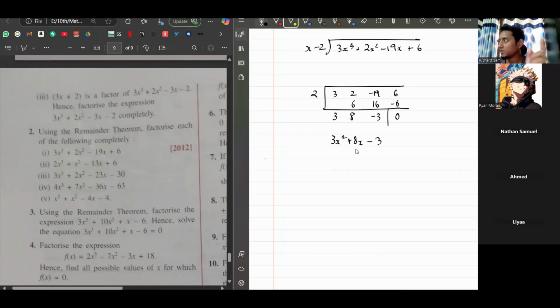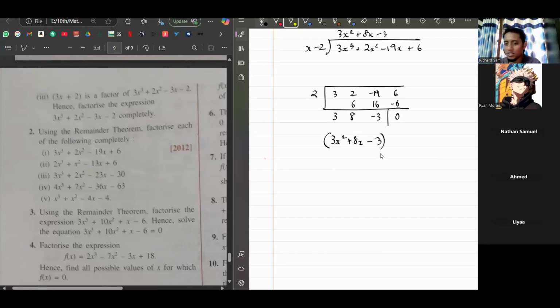See, we got a trinomial now: x square, x, and number term. Are you listening? You're not listening when I was explaining, then you'll be confused. So we got our second factor. The first factor was x minus 2. The second factor is this big one. This is what will come here on top when you do division, 3x square plus 8x minus 3.